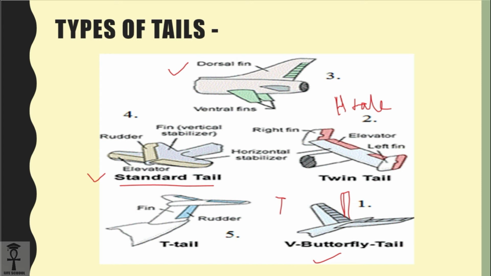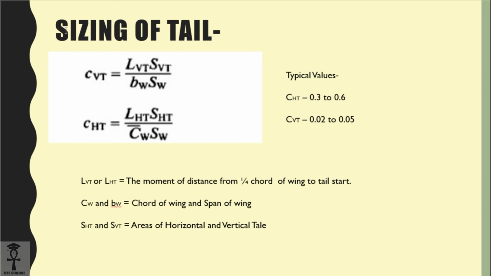Now let's see how we can size the tail. The tail sizing begins with the typical values of tail volume coefficients. So CVT and CHT are known as tail volume coefficients. CVT stands for vertical tail volume coefficient and CHT stands for horizontal tail volume coefficient.